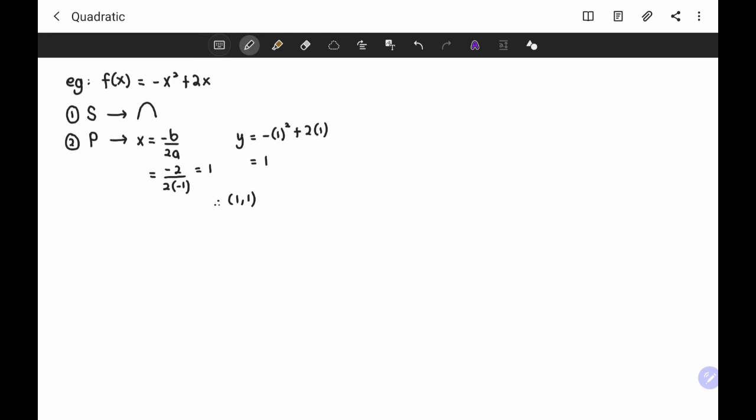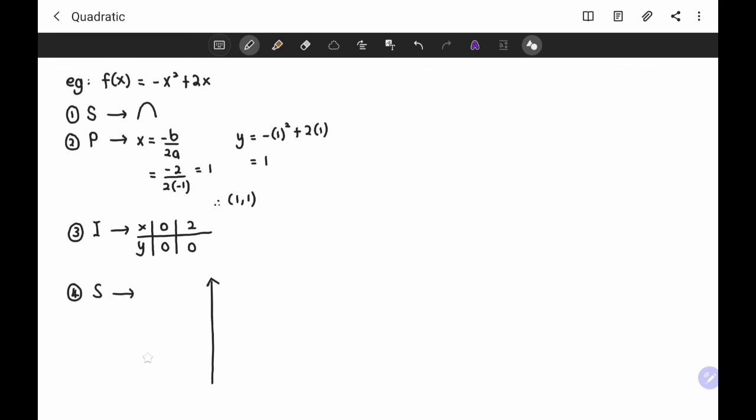Okay, we have found the maximum point. Next step, we find the intercepts. When x equals 0, we substitute in, y will also be 0. When y equals 0, use the calculator to factorize. When y equals 0, we get the answers 0 and 2. Since 0 is already there, we just put 2. Okay, the fourth step, we sketch the graph.